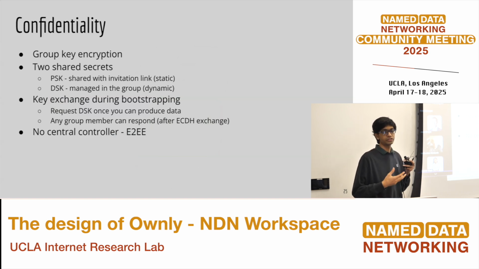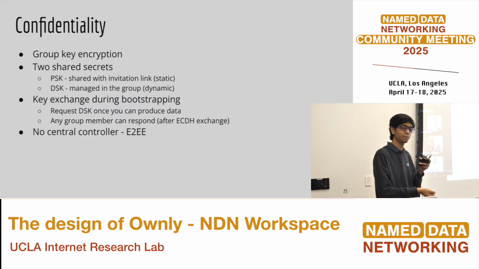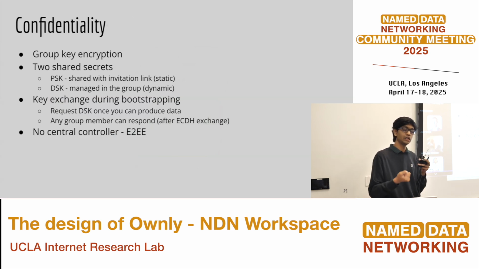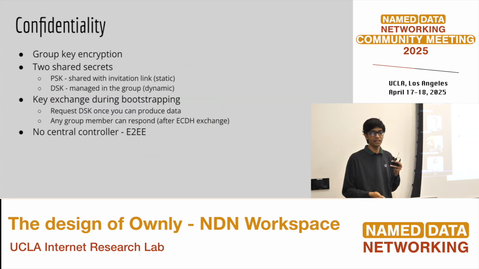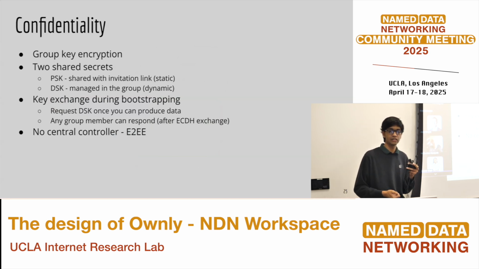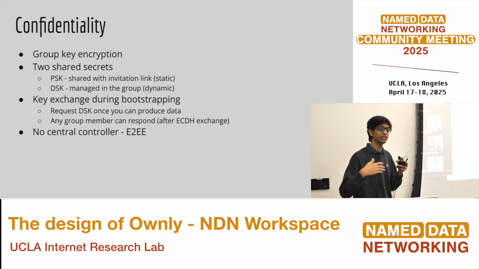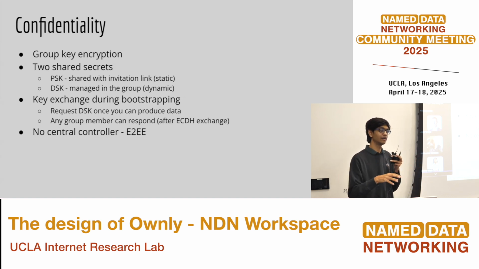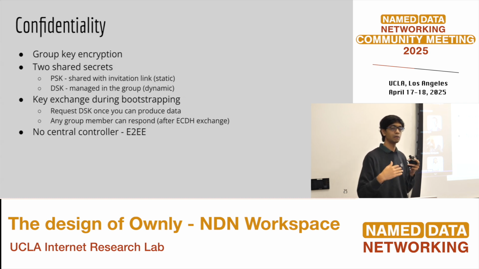The other thing for security is confidentiality. How do we encrypt data inside the workspace? Right now we take a simpler approach, which is to have a single group key that encrypts all the data in the workspace. And there are two shared secrets. There is a pre-shared key, which is shared with the invitation link. If you noticed that there was no PSK in the invitation link right now, it is because this is disabled. It's still in the pipeline, but most of the implementation is there.